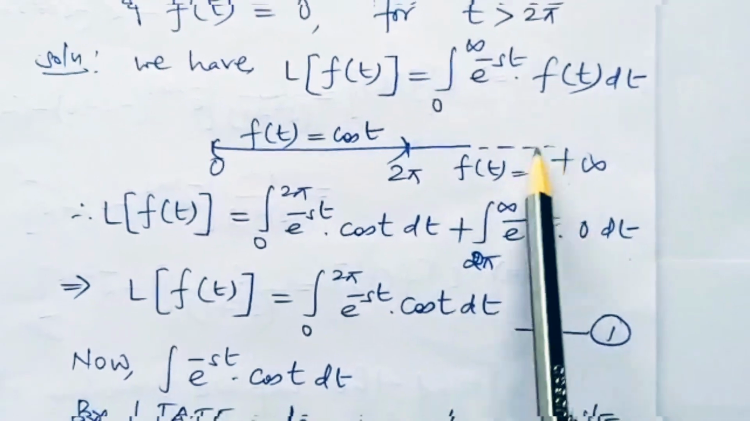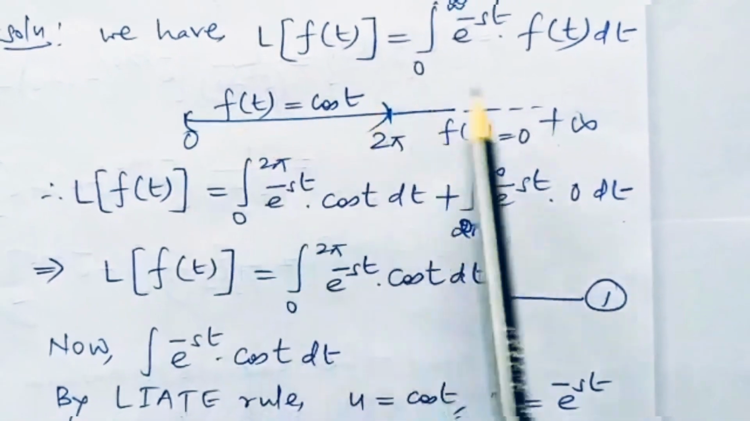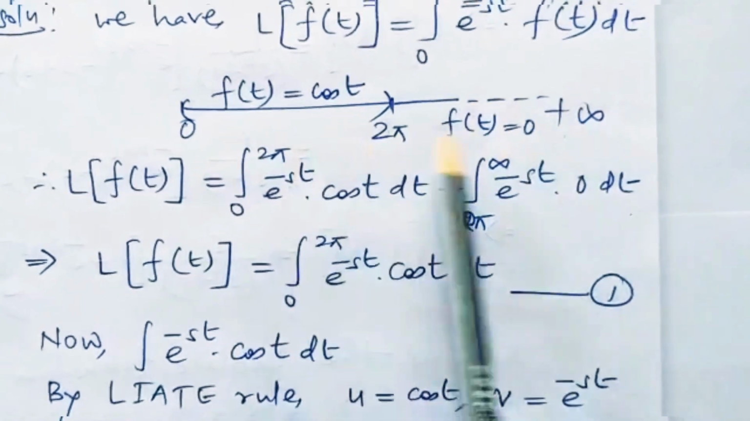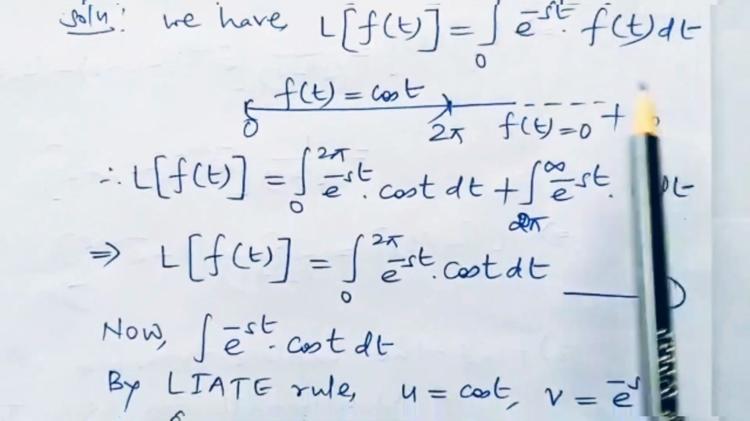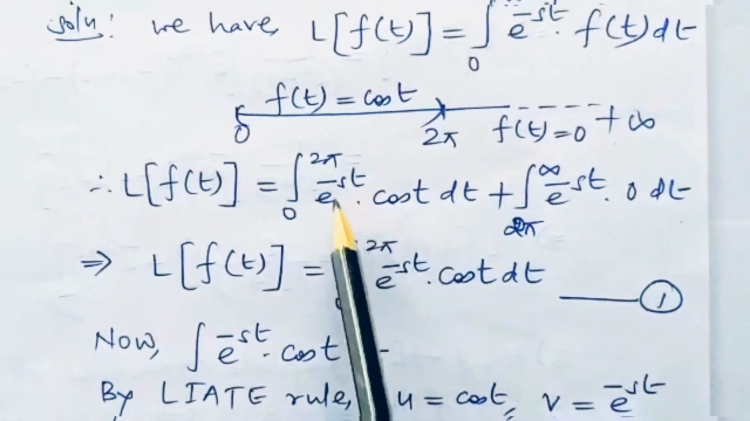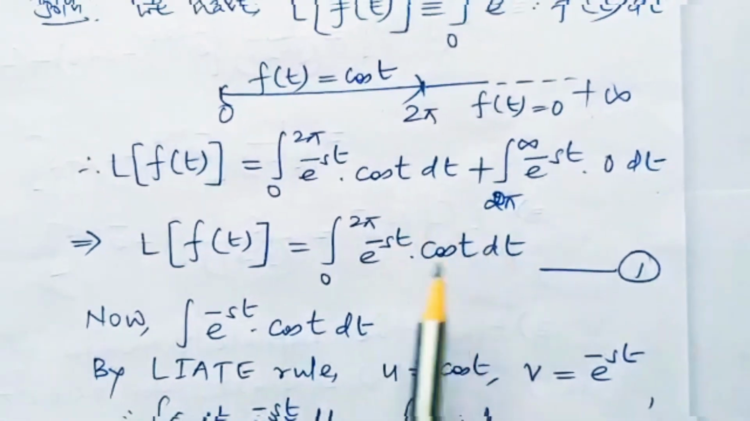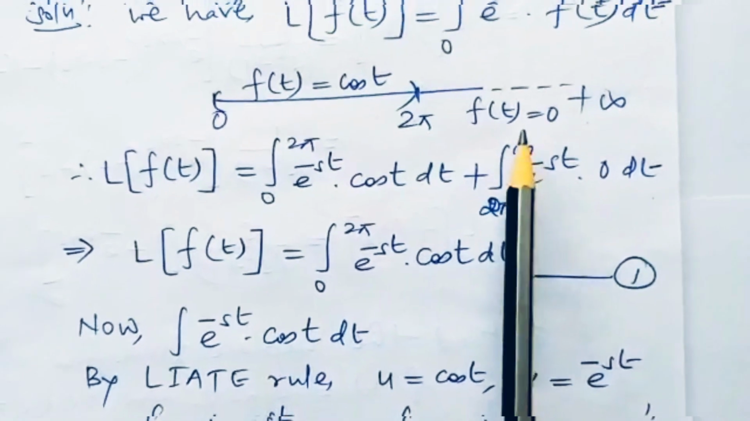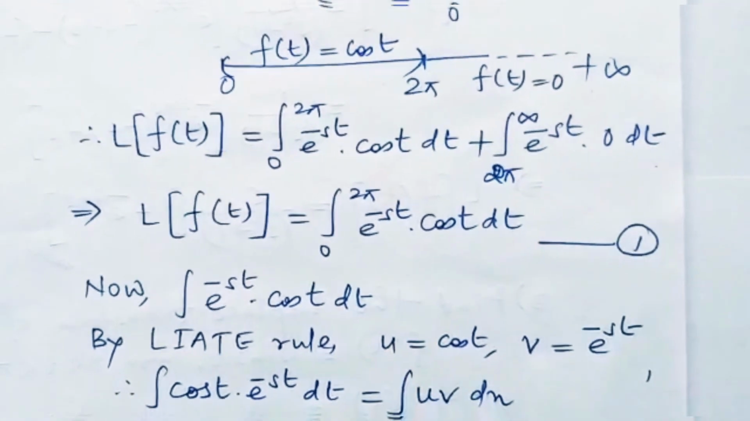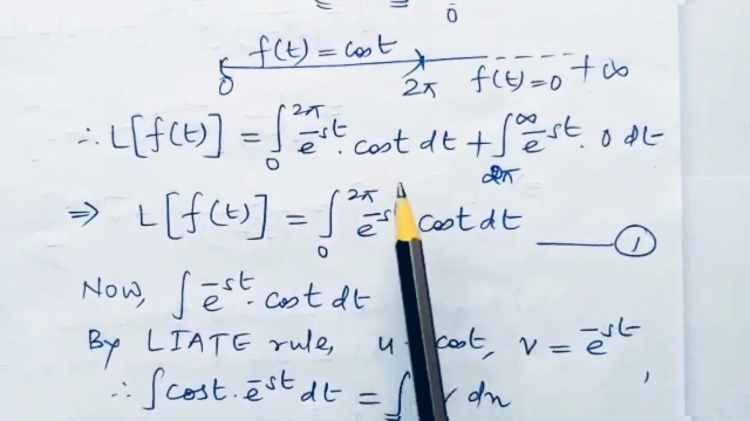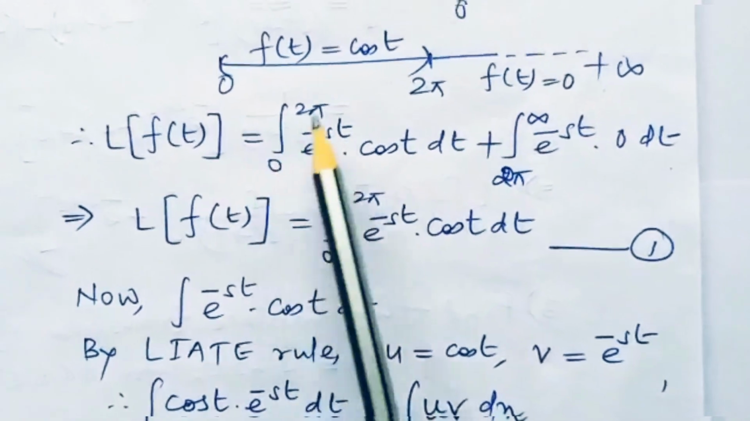Now here we can apply the condition for Laplace transform of f of t. So the integration between 0 to infinity has been divided into two subintervals. One is 0 to 2 pi, other one is 2 pi to infinity. So we can have 0 to 2 pi e raised to minus st cos of t dt plus 2 pi to infinity e to the power of minus st 0 dt. I have purposely skipped writing f of t because directly we can substitute the corresponding values of f of t depending upon the nature of lower and upper limits.